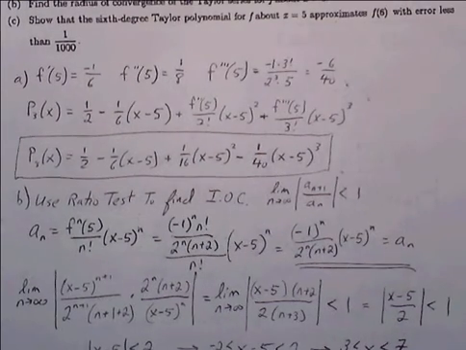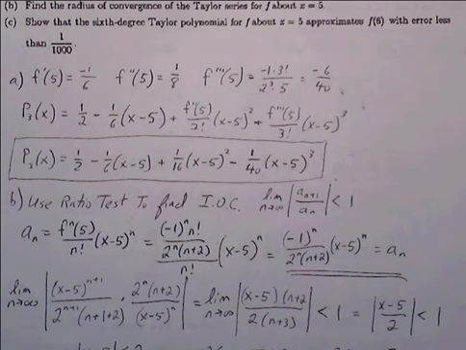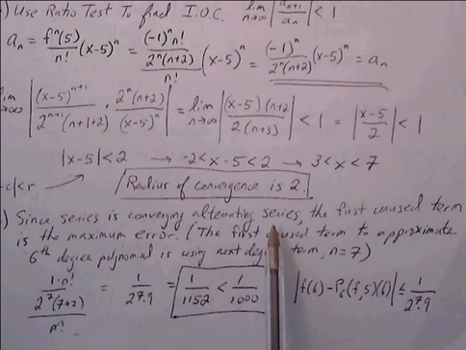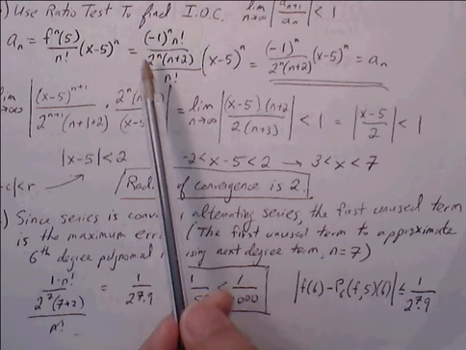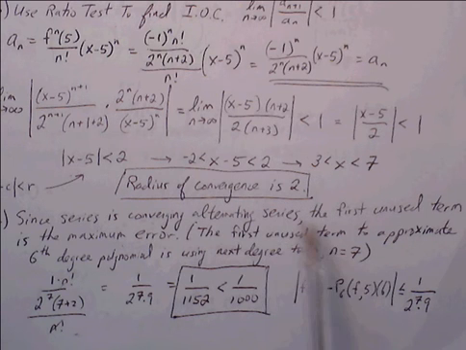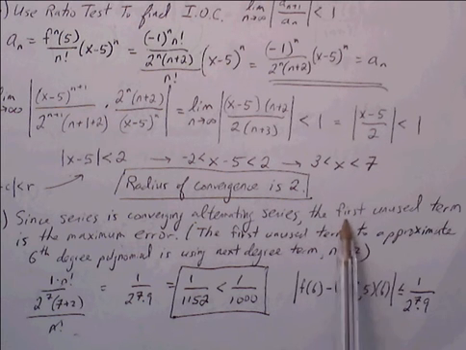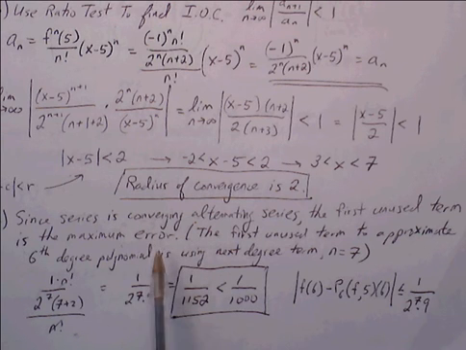Show that the 6th degree Taylor polynomial for f about x equals 5 approximates f prime of 6 with error less than 1 over 1,000. All right, so let's go through this a little bit here. Since this is a converging alternating series, every term is changing signs. So all we need to do to find the error or the remainder is look at the first unused term. The first unused term is going to be the maximum error for that polynomial approximation.